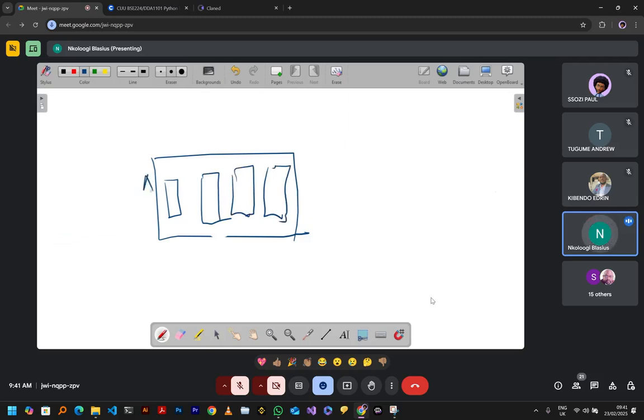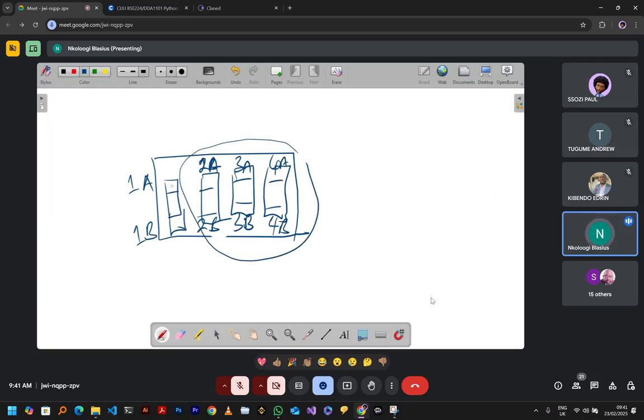So you might see that this is terminal 1A, then this is terminal 1B. Okay, I think I can represent it like this. Then this will be 2A, 2B, 3A, 3B, 4A, 4B. So we might not be able to use all these.